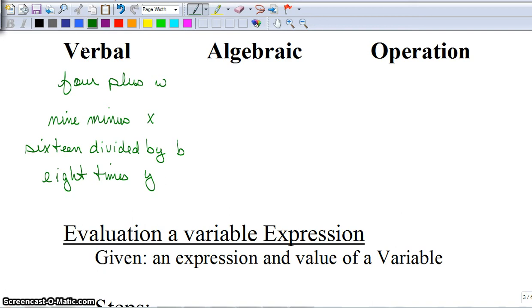So if I have the verbal expression 4 plus w, to write it algebraically, I'd write the number 4, the plus sign, and w. That operation is addition. 9 minus x. Now these translate word for word. So what we're really doing is just what you do in your Spanish or French classes. We're just translating from verbal to algebraic. That would be subtraction.